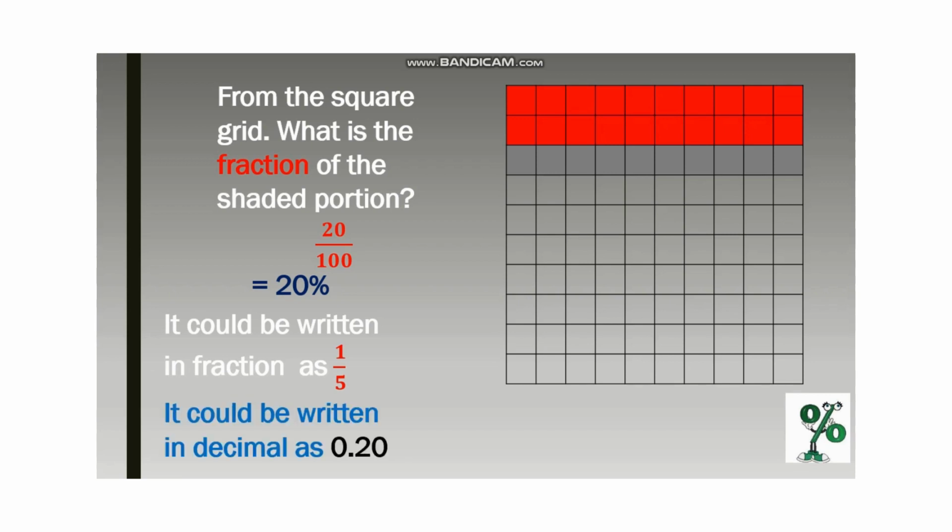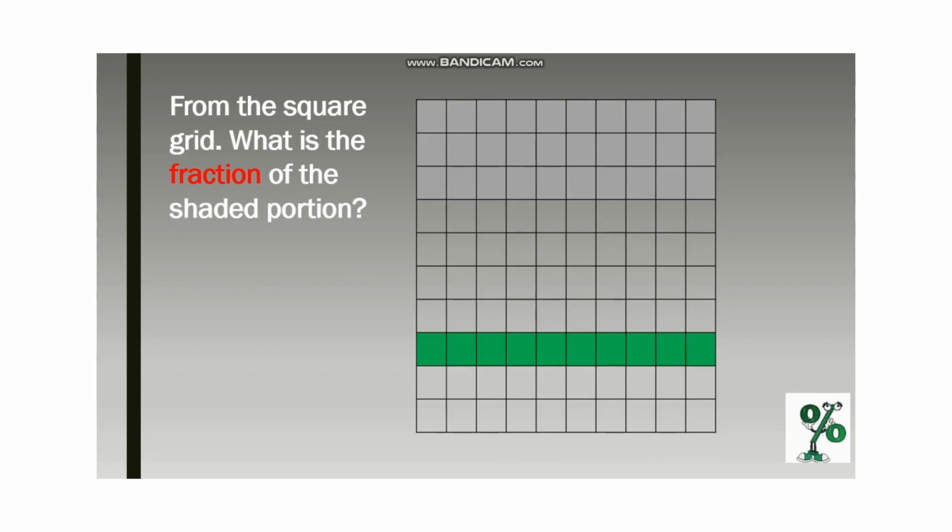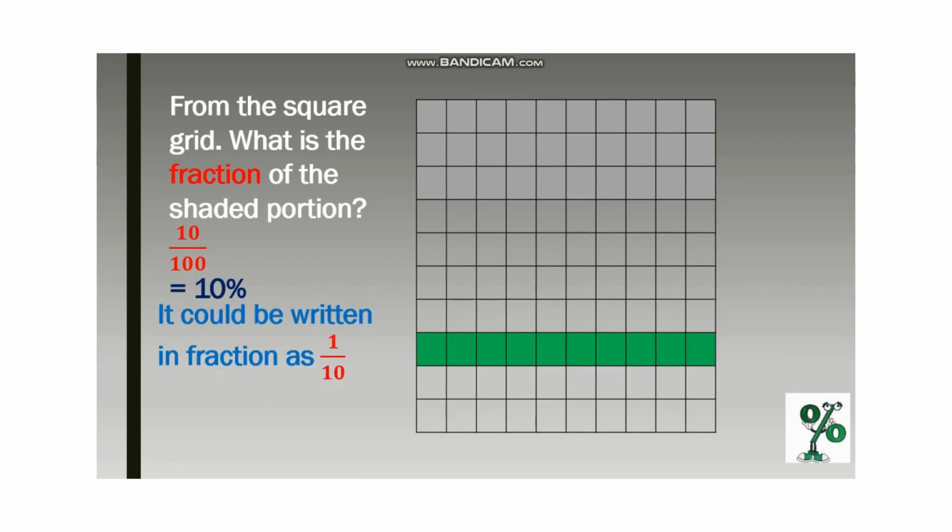Now let's look at another one. Look at this. How many of these boxes are shaded? Right here, you have 10 out of 100, which is basically 10%. And so 10%, if you have 10 out of 100, you can reduce it to the lowest term in form of fraction, and that is going to give you 1 over 10. And if you take this to decimal, that is going to give you 0.10 or 0.1.